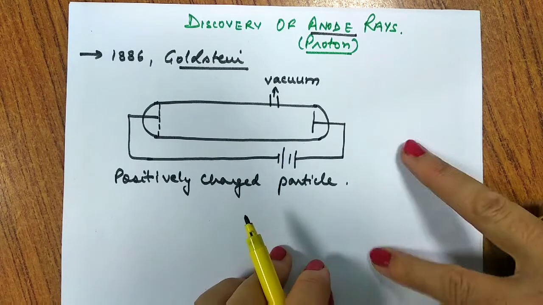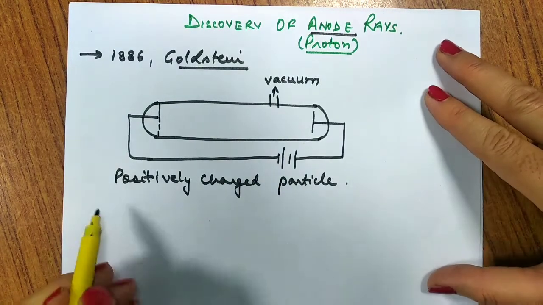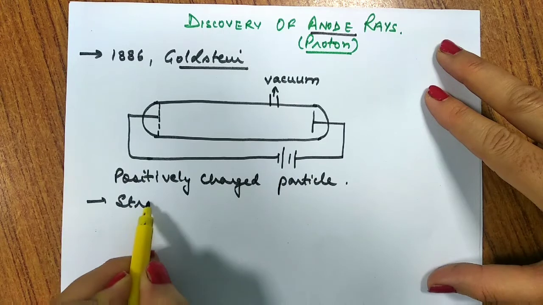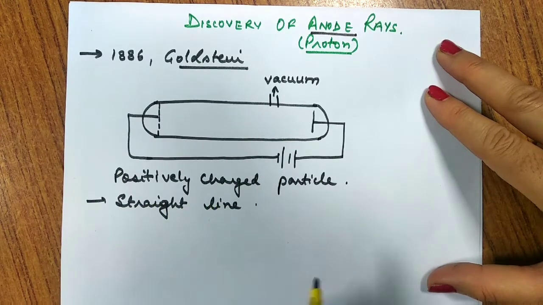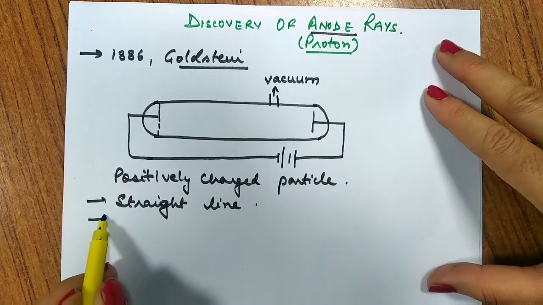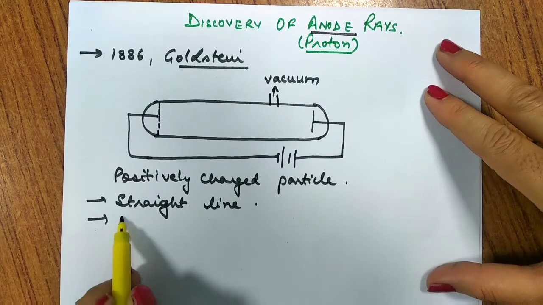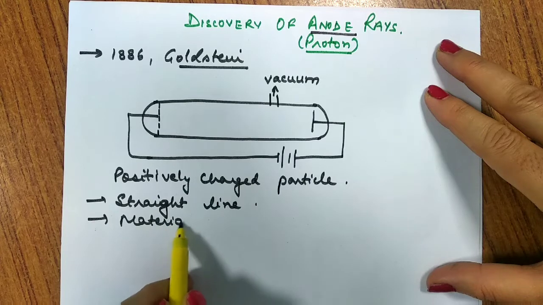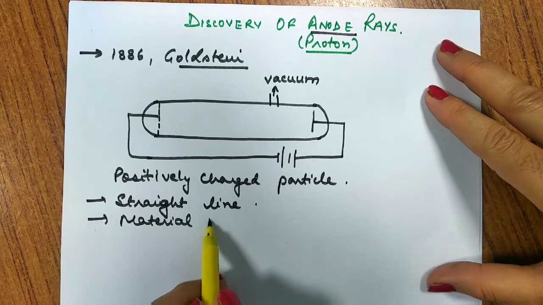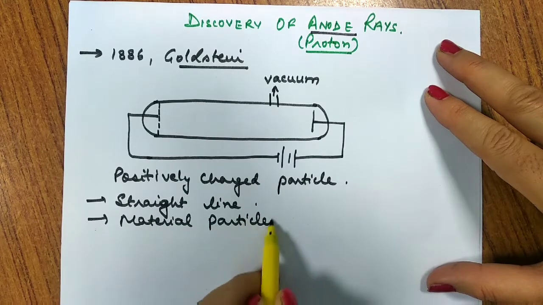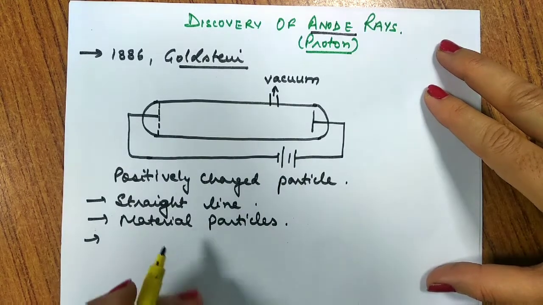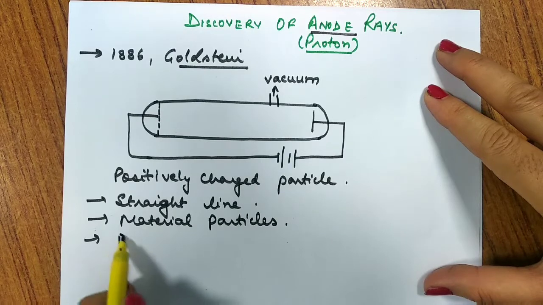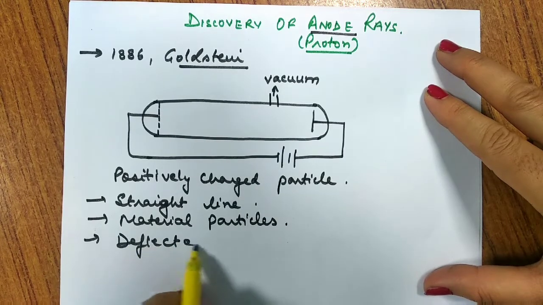So what are the characteristics of these charged particles? They travel in a straight line, similar to cathode rays. They consist of material particles, again the same property. They are deflected by an electric field. Deflection is observed when an electric field is applied.